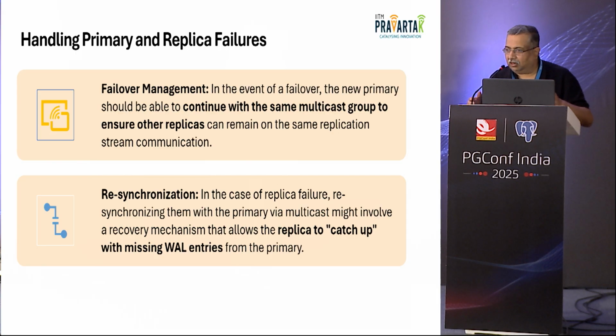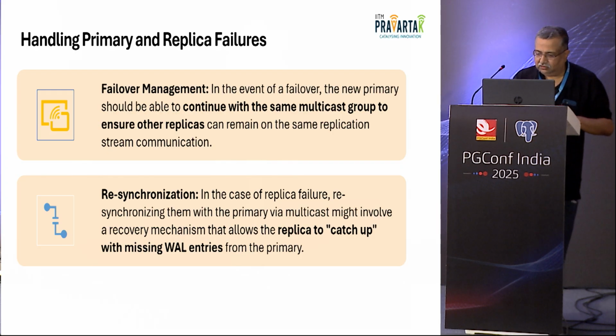If the primary goes down, the secondary takes over. Now, do you have to change the multicast group? No. Every sender is a receiver, every receiver is a sender. So you pick up where you left off. Automatically, the new primary will start transmitting its WAL changes to everybody else. So it's a seamless transition.